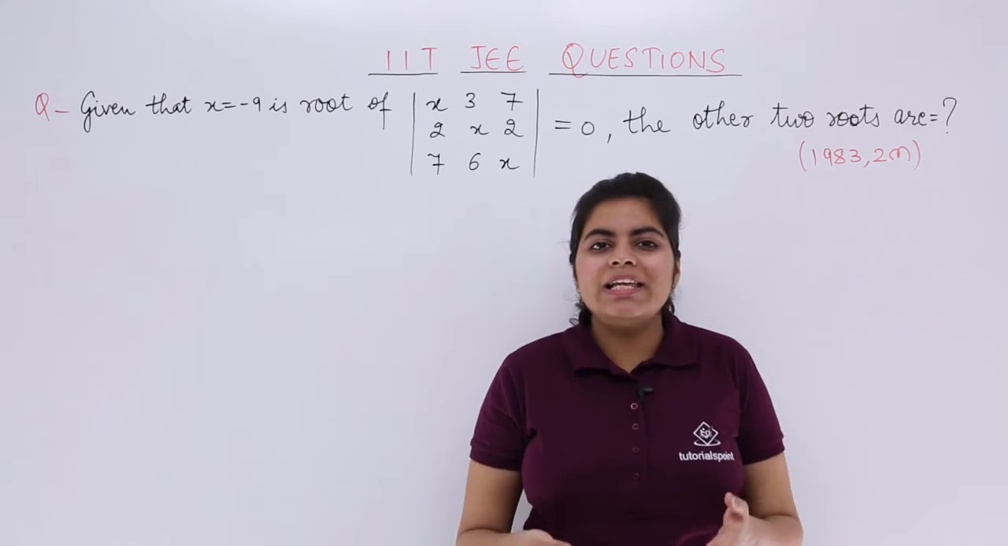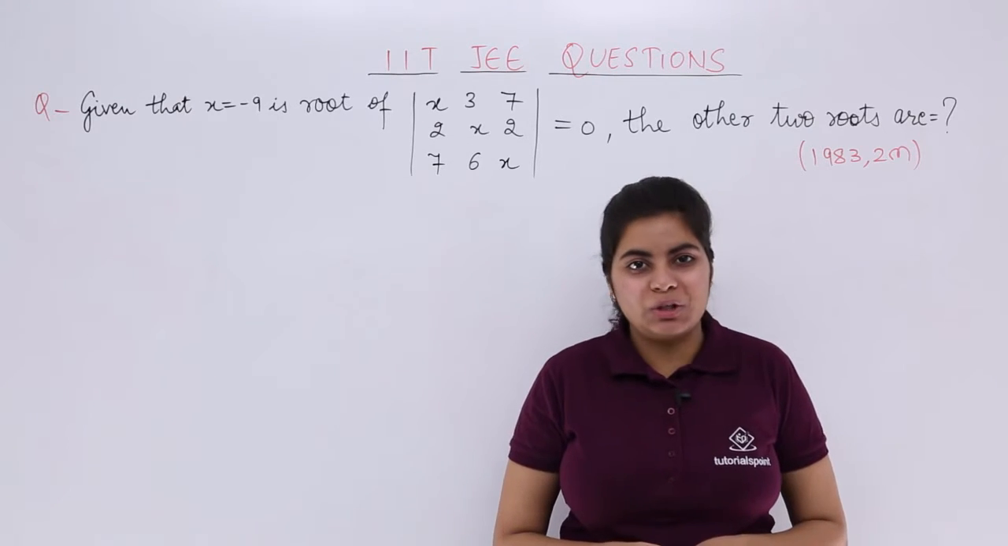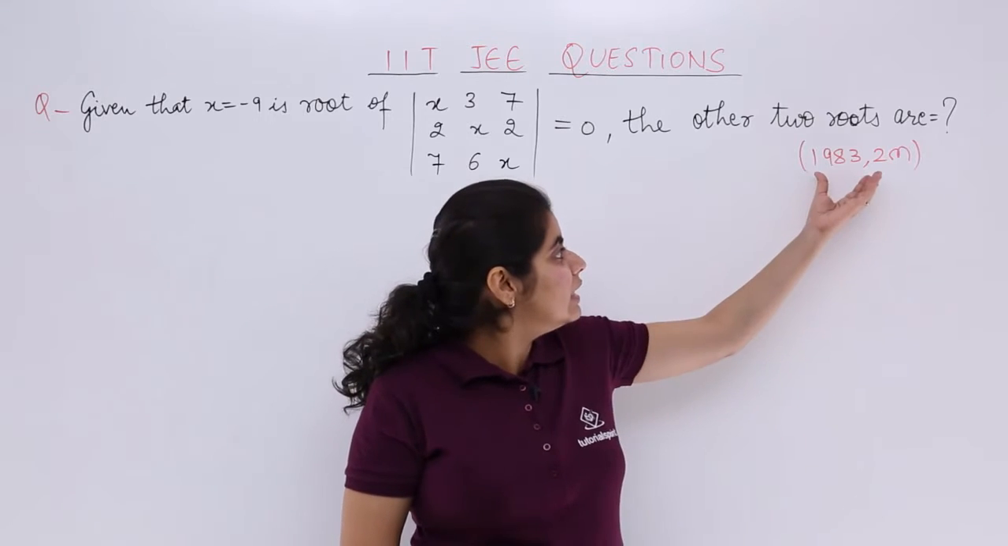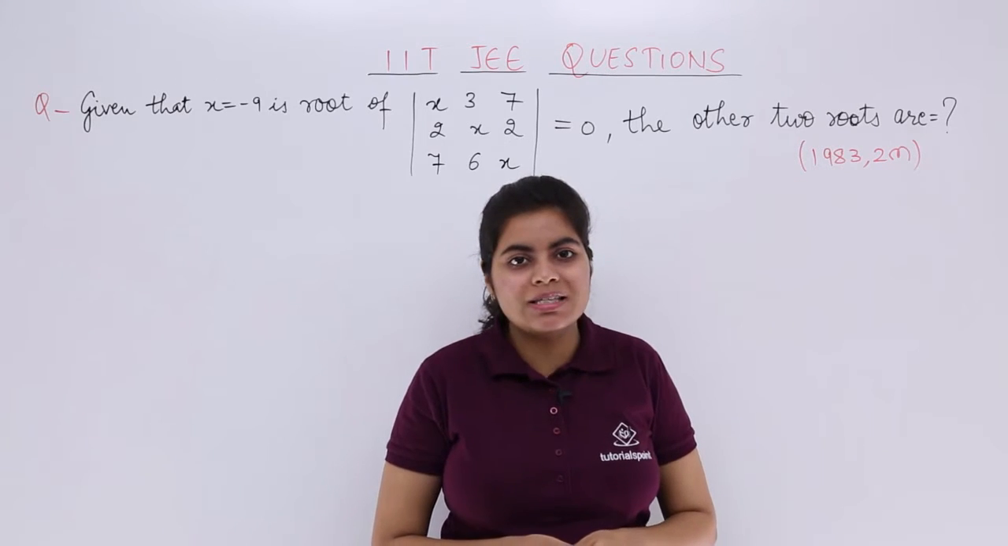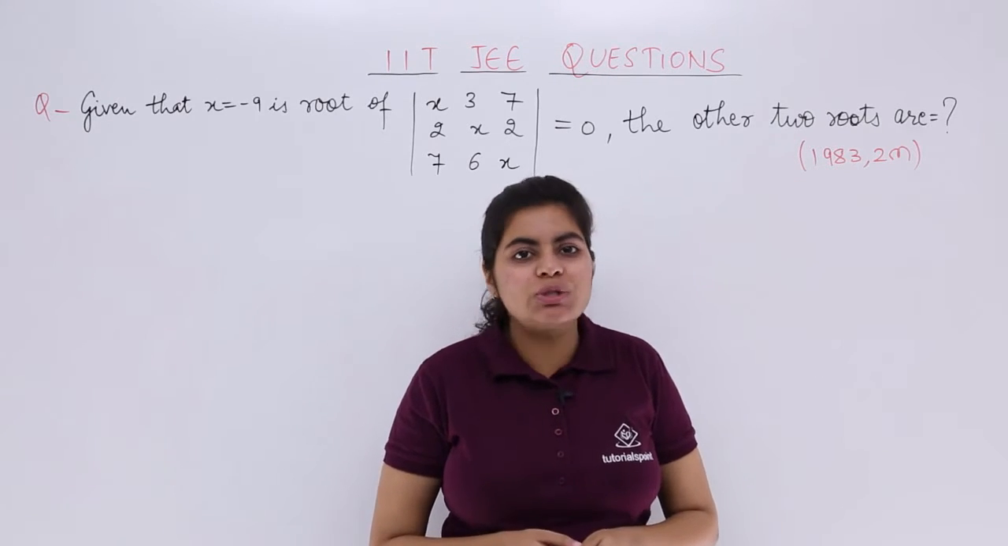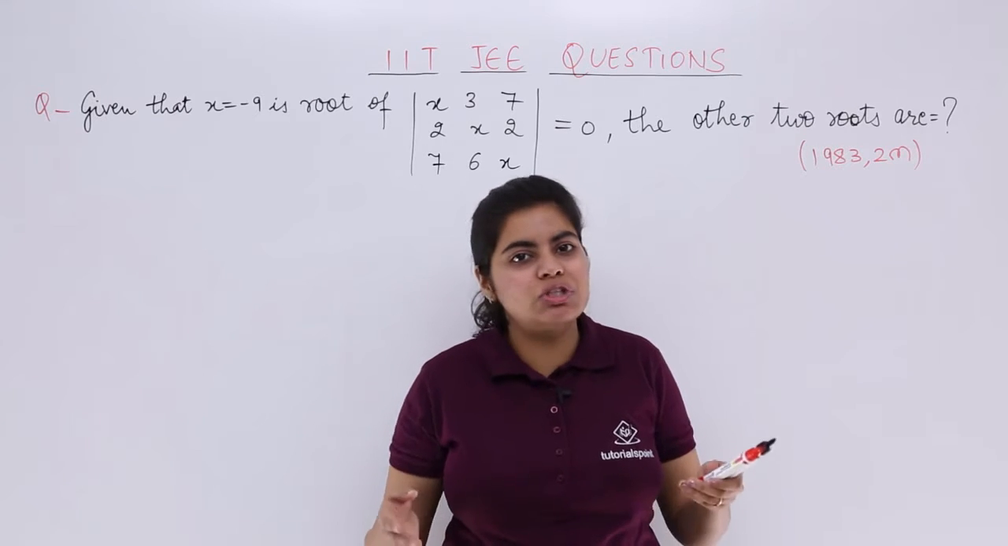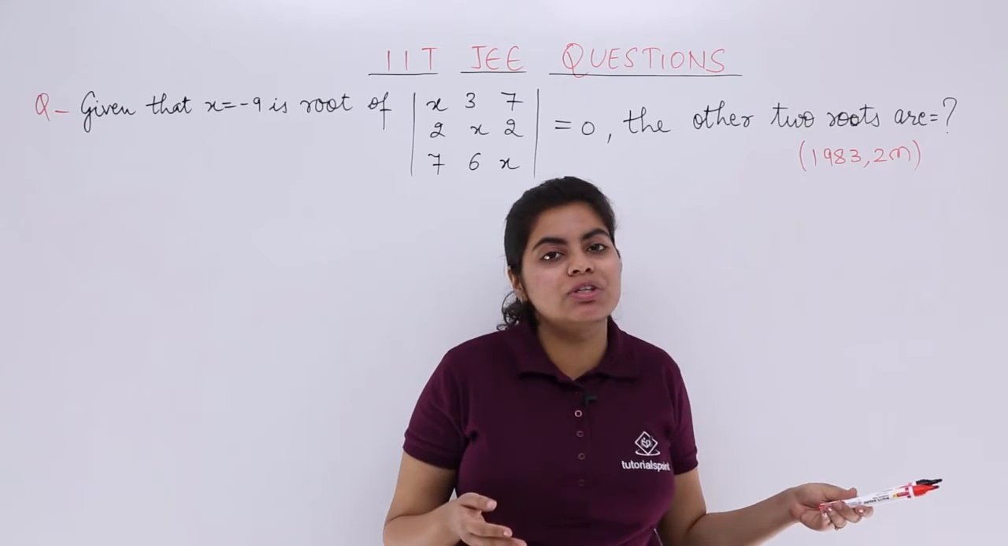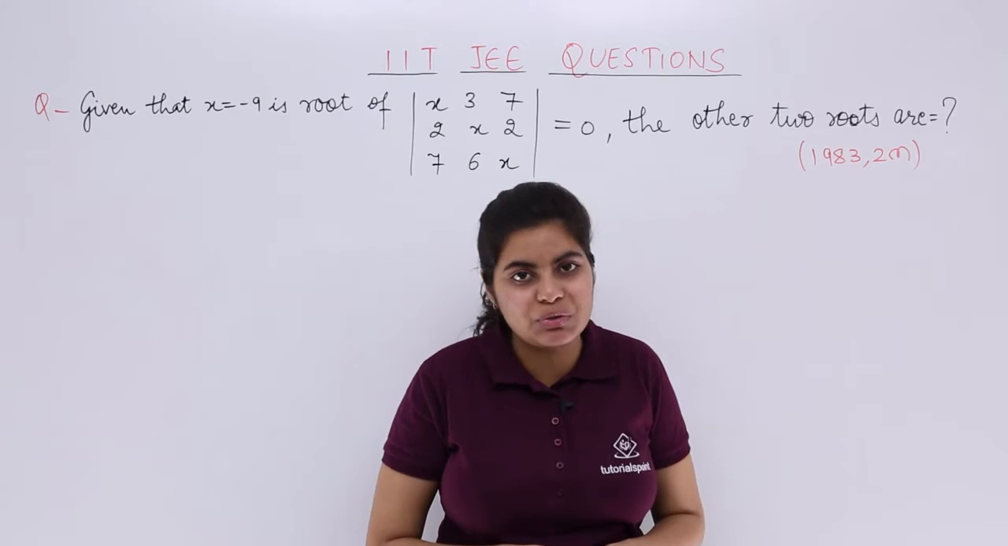In this video, let's see another IIT JEE numerical problem which was asked in the year 1983 for 2 marks. The topic on which it was based was determinants, which we have been seeing in the previous videos and will be seeing in the successive videos too.